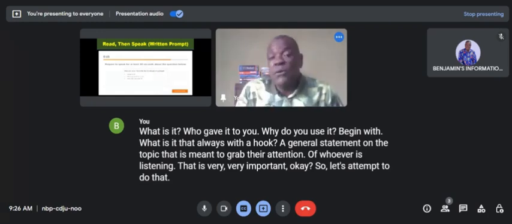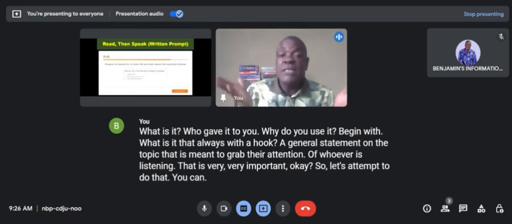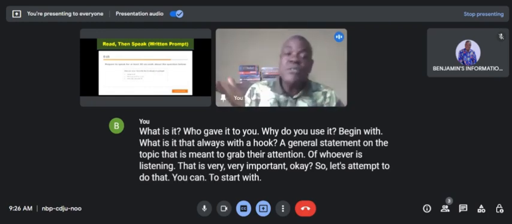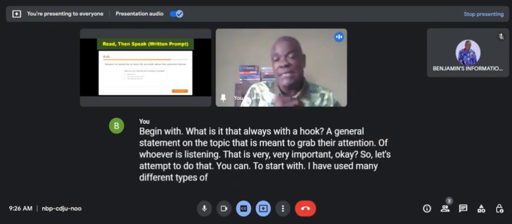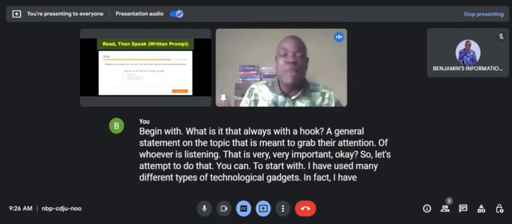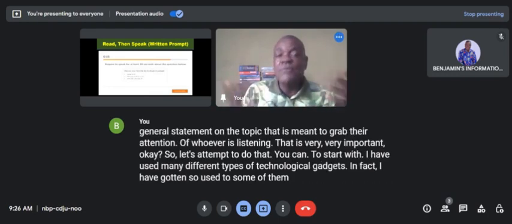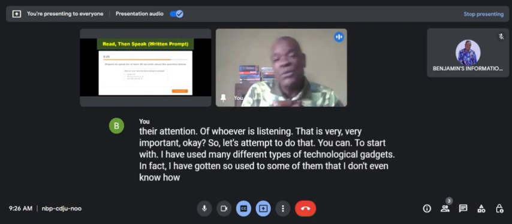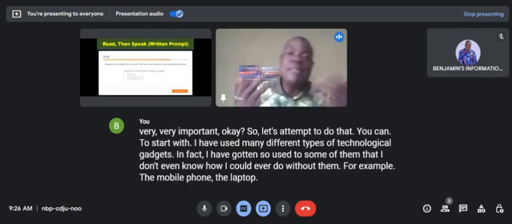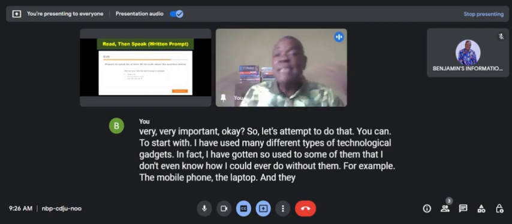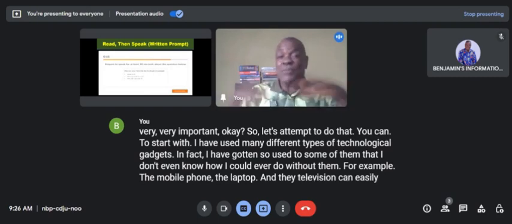You can say, to start with, I have used many different types of technological gadgets. In fact, I have gotten so used to some of them that I don't even know how I could ever do without them. For example, the mobile phone, the laptop, and the television can easily form my top three.